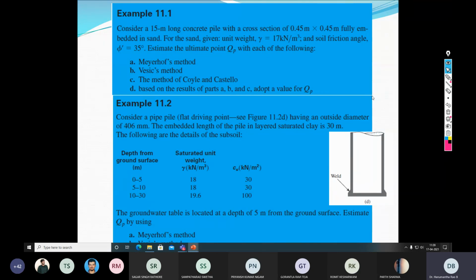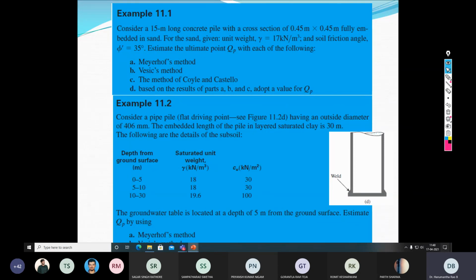Yeah, so note down another sum. Consider a 15 meter long concrete pile with a cross section of 0.45 meter by 0.45 meter, fully embedded in sand. For the sand, given unit weight gamma is equal to 17 kilonewton per cubic meter and soil friction angle phi dash is 35 degree. Estimate the ultimate point QP with each of the following methods: Meyerhof, Vesic, the method of Coyle and Castello, and based on the results of parts A, B and C, adopt a value for QP.